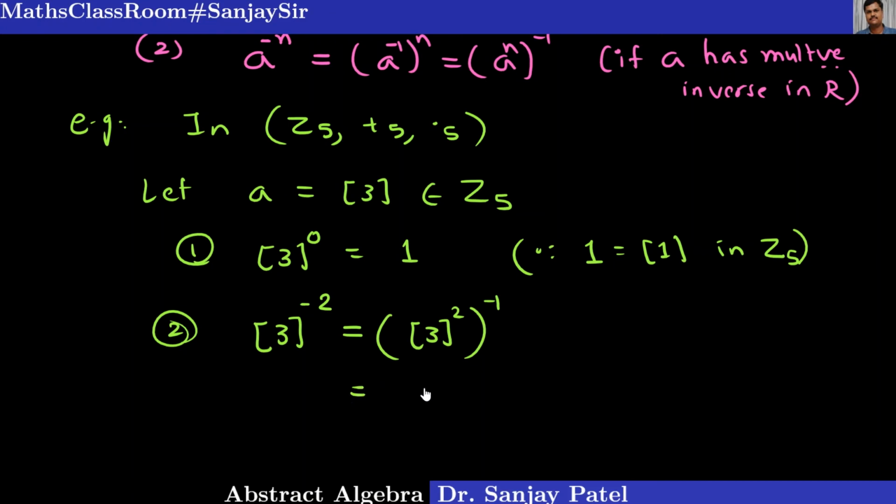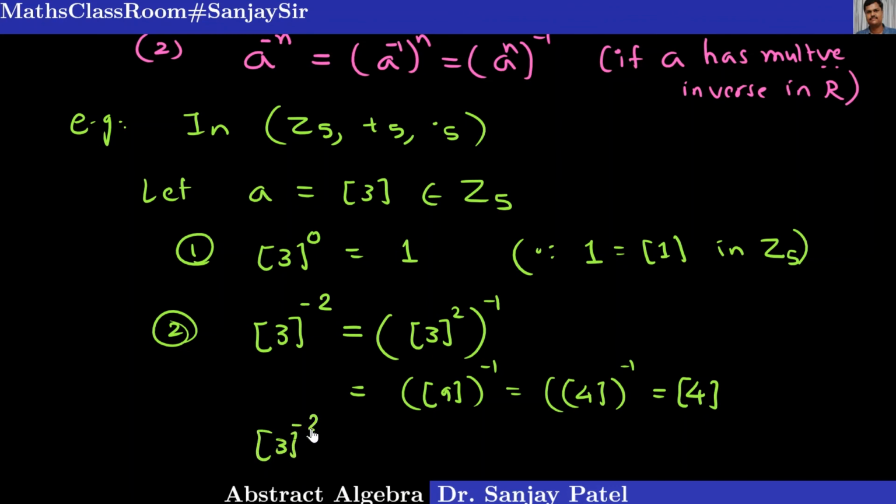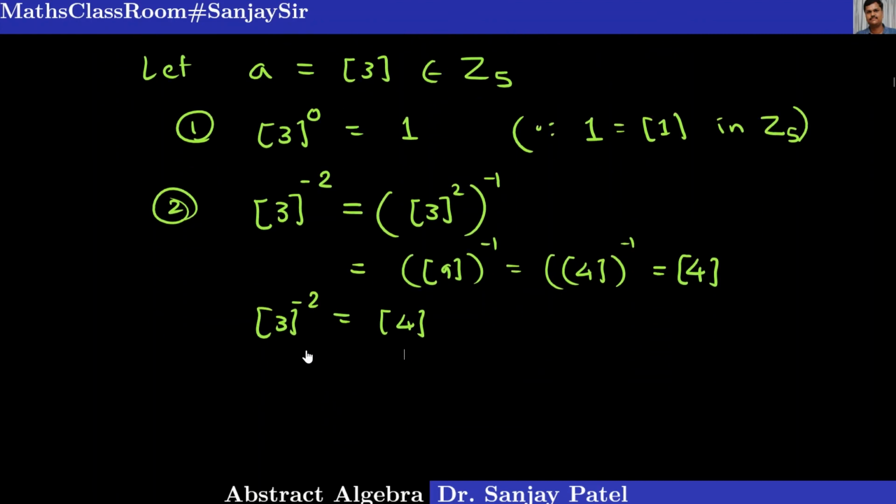So this is equal to class 9 raised to minus 1. But class 9 is nothing but class 4 modulo 5, and the inverse of 4 in the ring Z5 with respect to multiplication is 4, because 4 times 4 is 16. So it is 4 itself. 4 inverse is 4 because 4 times 4 is 16 and 16 is equal to 1. So 4 is the inverse of itself. So class 3 raised to minus 2 is equal to 4. That is the meaning of a raised to minus 2 in the ring.